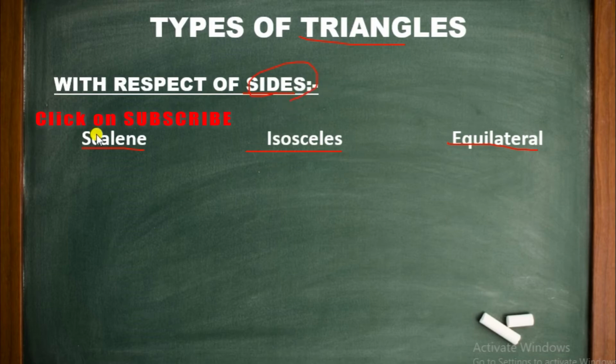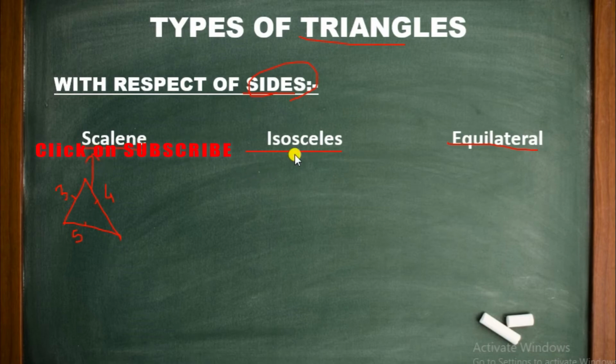So what is scalene triangle? If I draw one triangle like this one, suppose this is 3, this is 4 and this is 5. So we can see here that this side is 3 cm, this side is 4 cm and this side is 5 cm. So all the sides are different. When all the sides are different, this type of triangle is called scalene triangle.